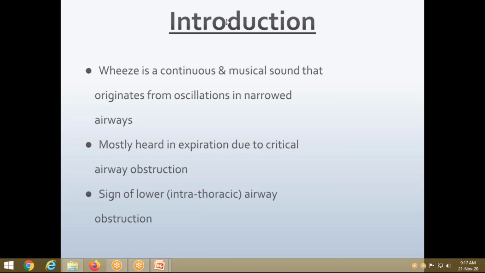So wheeze is a very important topic. One must know wheeze is seen in bronchial asthma, but not all wheezes are due to bronchial asthma. There are so many reasons. Today we are going to discuss all those reasons: what could be the cause of that wheeze and how to appropriately approach a child with wheeze.